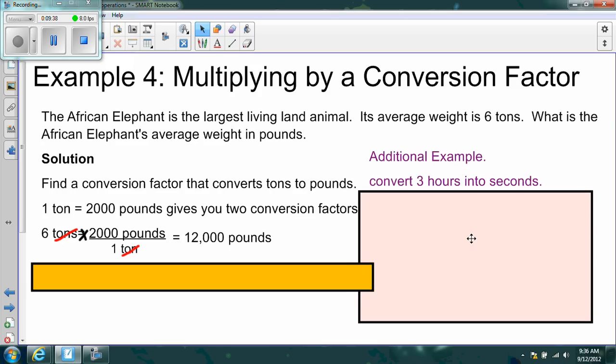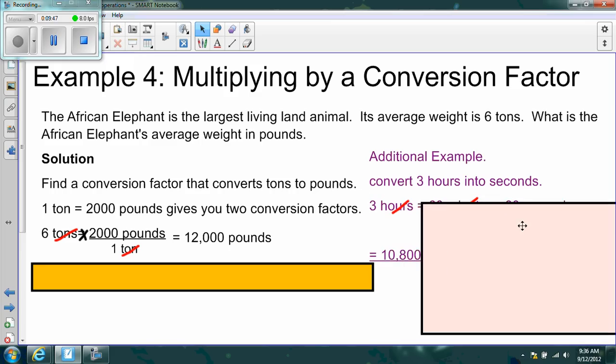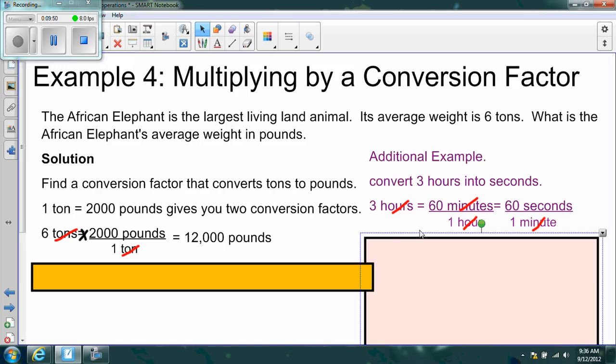Another example is how can you convert 3 hours into seconds? This takes 2 steps. The first is 3 hours times 60 minutes over 1 hour, because we know 60 minutes are in 1 hour. We want to cancel the hours out. That's how we know that hours goes on the bottom and minutes goes on the top. So our hours cancel, but we want it in seconds. Now that we have it in minutes, we know there's 60 seconds in 1 minute. So our minutes can cancel, and we're only left with the units in seconds.